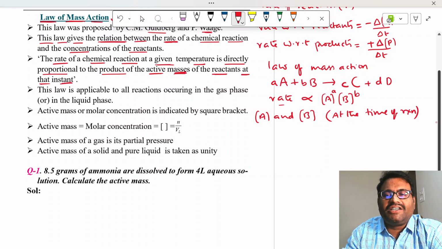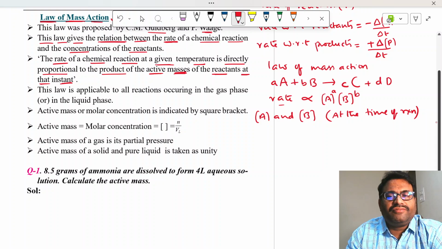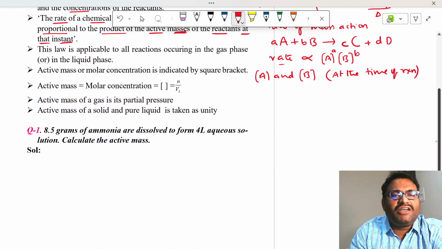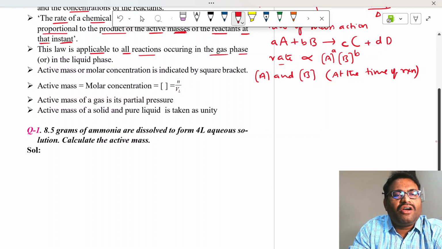At that particular instant, the rate of the reaction is directly proportional to the product of the concentration of A and the concentration of B, with powers raised as their number of moles in the stoichiometric equation. So this concentration is also called active mass, the mass of that reactant active at that particular time to react. This law is applicable to all reactions occurring in gas phase or in liquid phase.